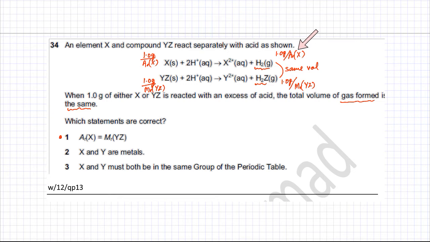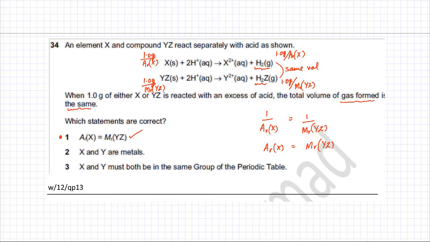So the moles of H2 gas are this and the moles of H2Z gas are this, and they would be equal, which means that 1 divided by the AR of X, which is the moles of H2 gas, is the same as the moles of H2Z gas, which is 1 divided by the MR of YZ. And if I rewrite this, this would become AR of X is equal to the MR of YZ. So the first statement is going to be correct.